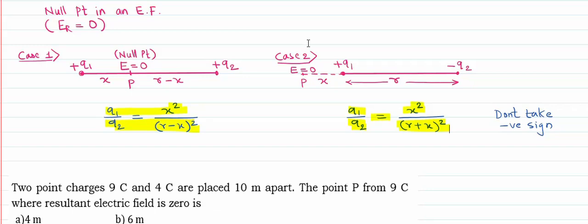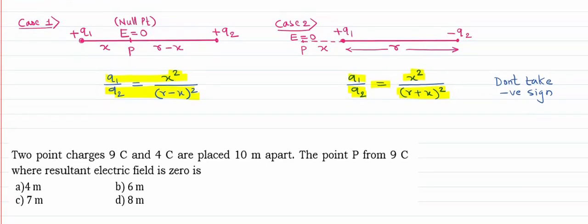In the second case, take care that if Q2 is negative, don't take its negative sign. Second, x is the distance from Q1. So if Q1 is in the numerator, x should be in the numerator. If you take distance x from a charge, that charge and that distance should be proportional. Keep it in mind.